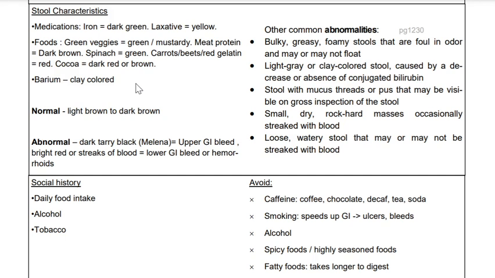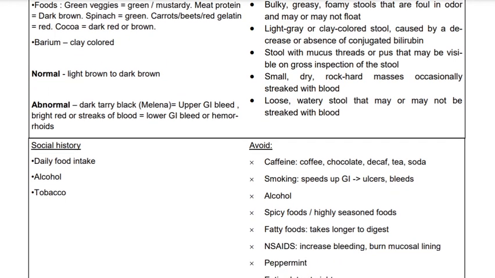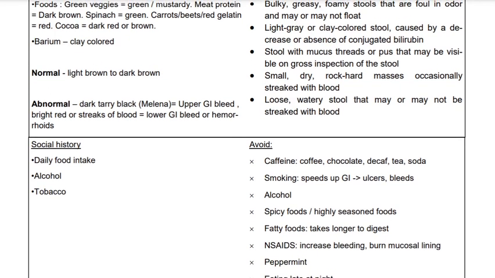So these are just things that if somebody called you and said, my stool looks like this, you have to ask questions. Did you just have a barium enema? What kind of foods are you eating? The normal color of stool is light brown to dark brown. That's normal. And let's see what's abnormal here. Abnormal would be dark tarry black. That's called melena. Remember that.